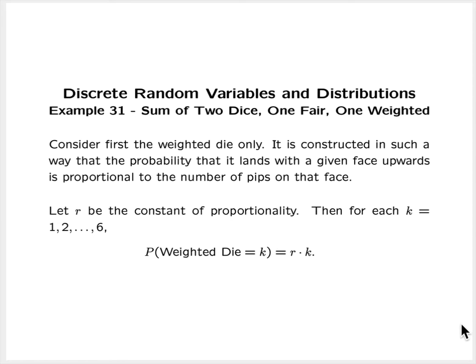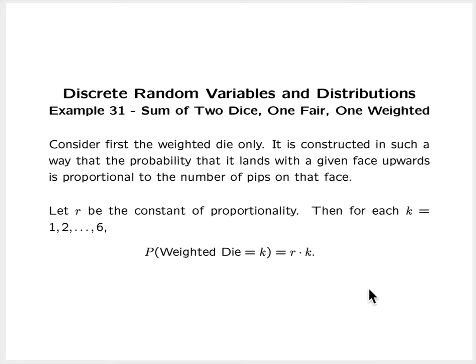So let's consider first the weighted die only. Again, it is constructed in such a way that the probability that it lands with a given face upwards is proportional to the number of pips or dots on that face. So let R be this constant of proportionality. Then for each k going from 1 to 6, the probability that the weighted die is equal to k is going to be equal to R times k. Again, where R is this proportionality constant, and k is the number of pips that show up when we roll the die.